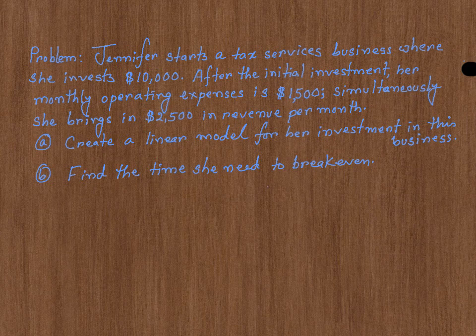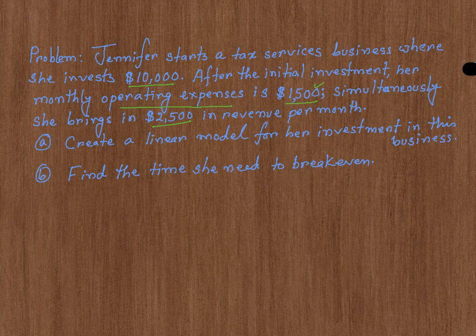Jennifer starts a business where she invests $10,000 as an initial investment. After the initial investment, her monthly operating expenses are $1,500. So for running the business every month, she spends $1,500. Now, simultaneously, she brings in $2,500 in revenue per month. So she brings in $2,500 every month. Her operating expenses every month are $1,500.